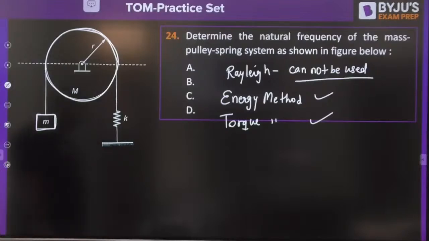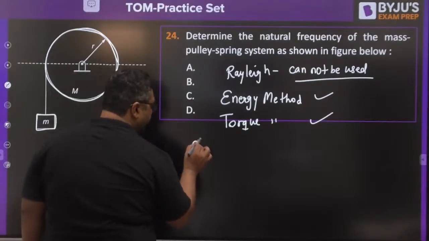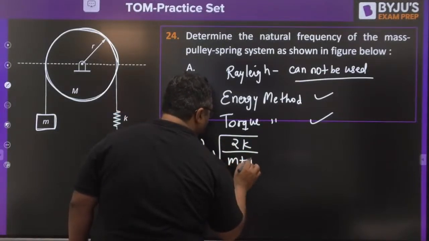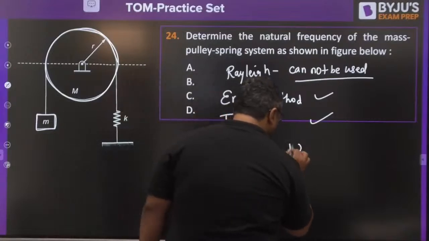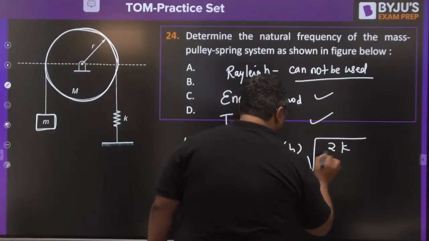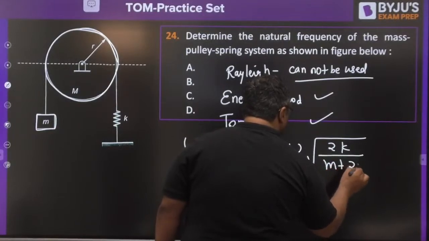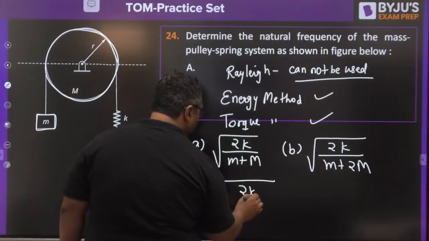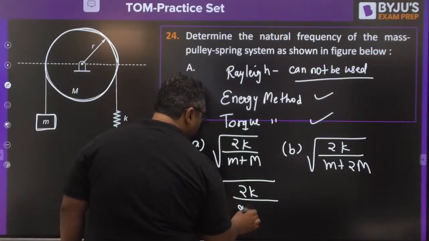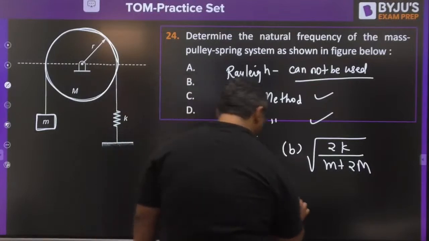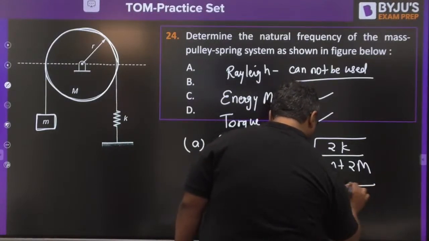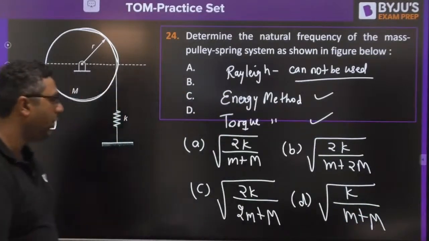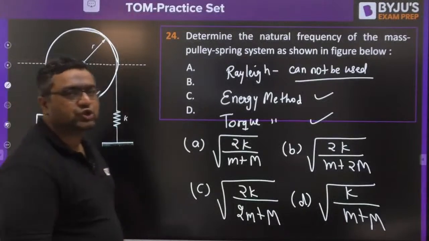Okay. I am giving you the options. 2K by M plus M. 2K by M plus 2M. 2K by 2M plus M. K by M plus M. Answer this question, guys.